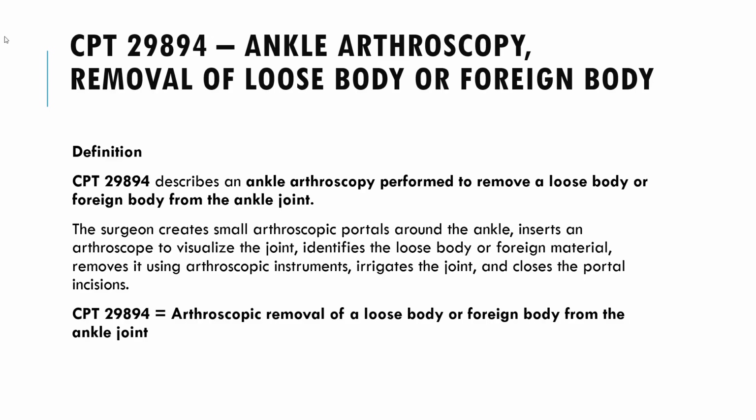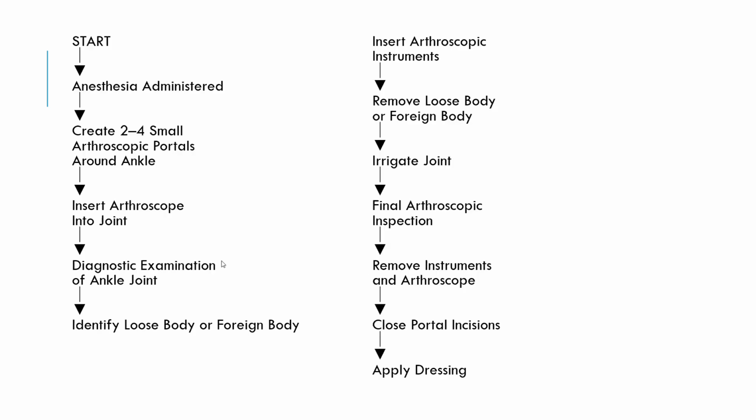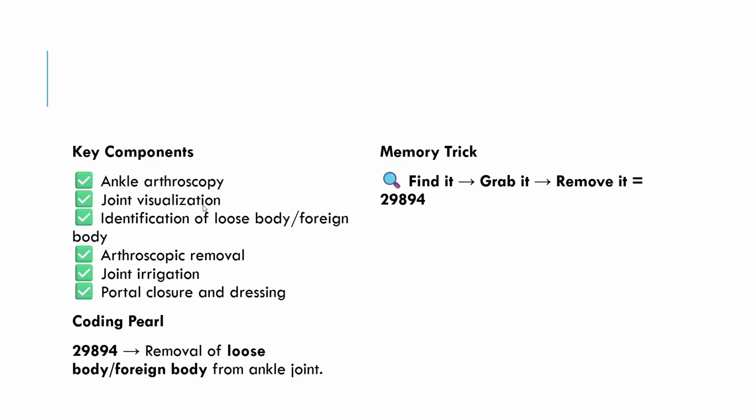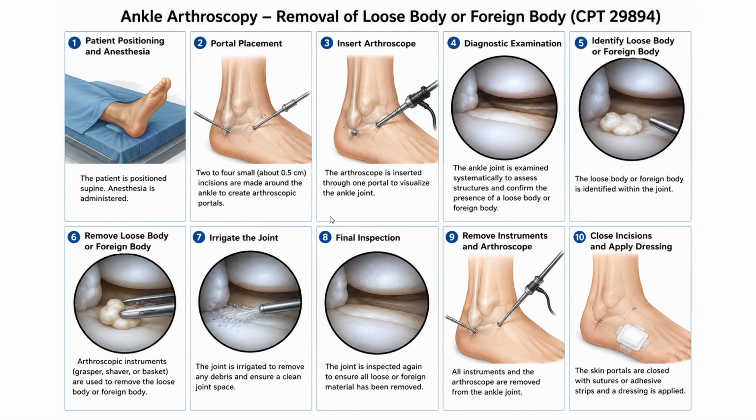Whenever the physician uses an arthroscope, identifies the loose body and removes it, you can code CPT 29894. Here we will see the flow chart. Same thing, he will insert the arthroscope into the joint, identify the loose bodies and remove them. That's all. What are the key components? Arthroscope is mandatory, and loose body or foreign body identification and removal is mandatory. He will grab it and remove it.